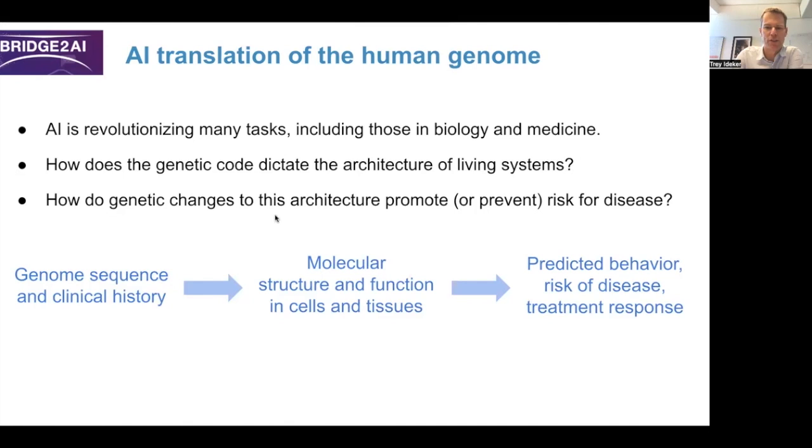With artificial intelligence and machine learning systems, one often thinks of input-output relationships. And so here, quite simply, you might, as the input to such a system, include the genome sequence itself, as well as relevant patient and clinical history and other information about the individual as appropriate. You would then translate that using a first-stage machine learning system to impacts on the molecular, structural, and functional architecture of cells and tissues, and then changes in that human architecture would be translated to predicted behaviors, risks for disease, treatment responses, or other phenotypes of interest.